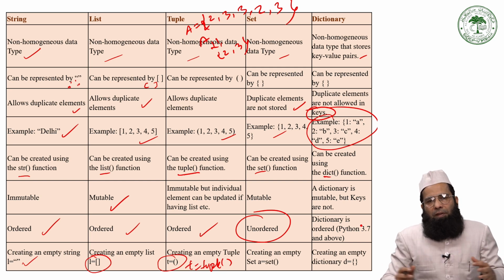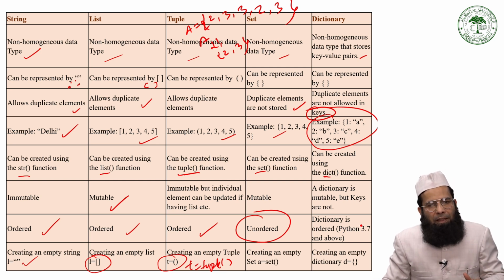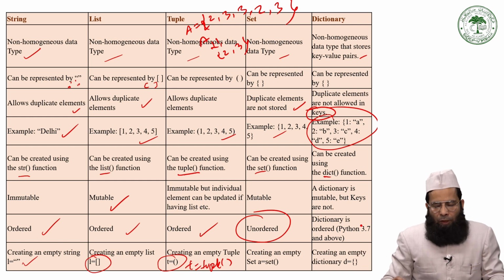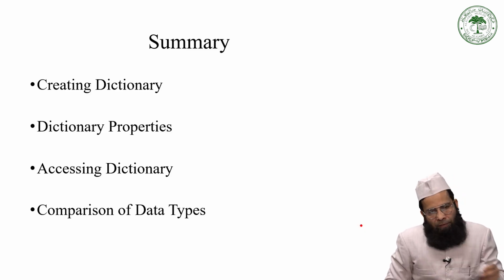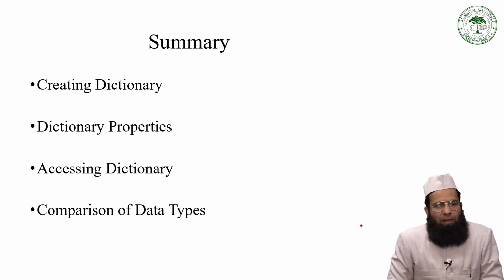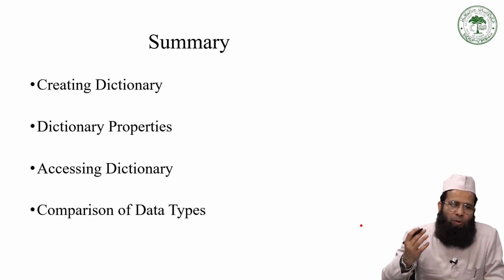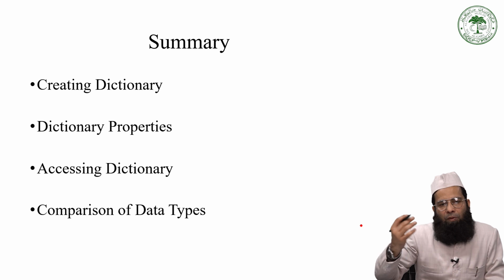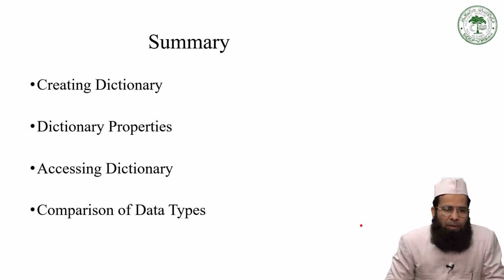All these we have discussed in detail in different lectures. Just to summarize what we discussed till now, we have seen how to create a dictionary, and we discussed the properties of a dictionary and how to access it. You can access a dictionary using items, using keys, as well as using values. We have seen how to compare different data types.